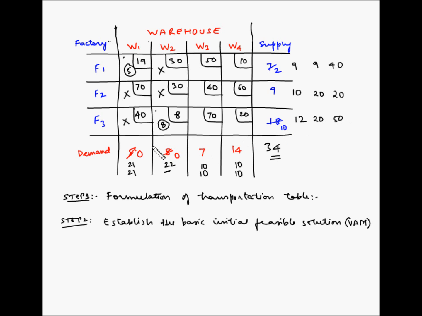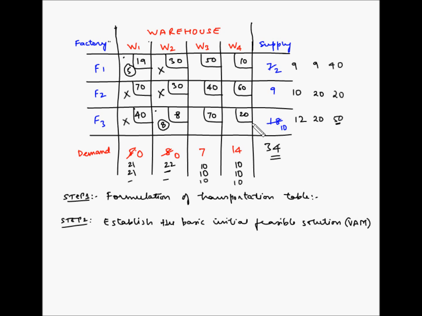Now in case of the columns, we can ignore W1 and W2 because those are completely allocated. In case of W3, the lowest is 40 and the next lowest is 50, so the difference is 10. In case of W4, the lowest is 10 and the next lowest is 20, so the difference is 10 again. So now let's evaluate which row or column has the highest opportunity cost. So F3 has the highest opportunity cost, which is 50.